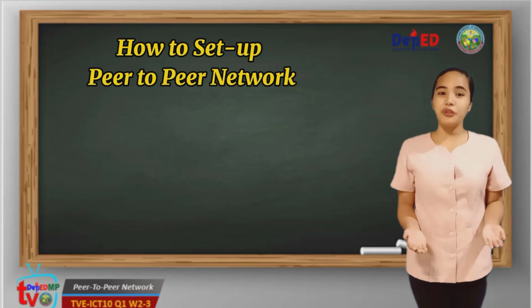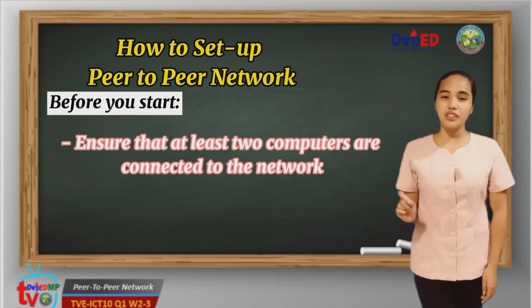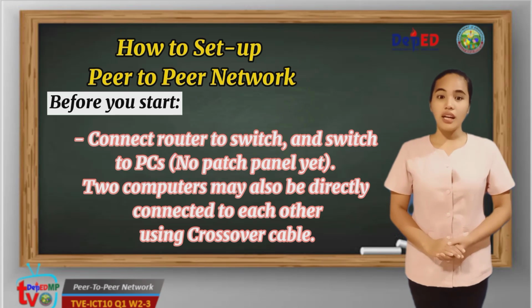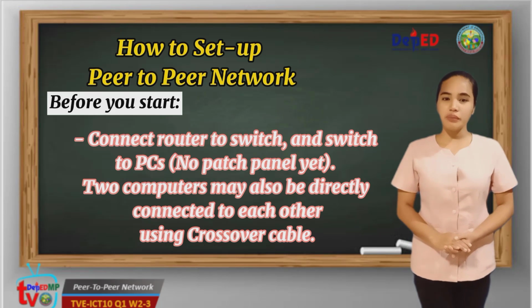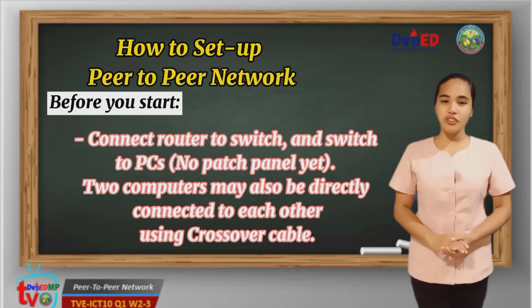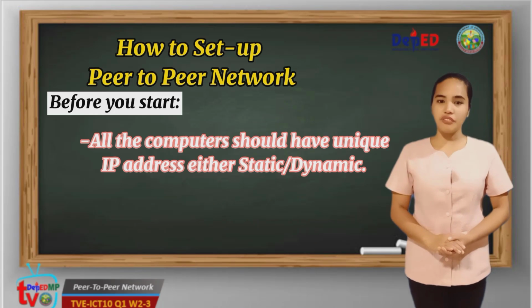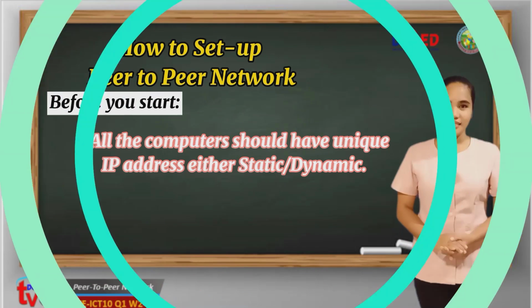How to set up a peer-to-peer network? Before you start, ensure that at least two computers are connected to the network. Connect router to switch and switch to PCs. No patch panel yet. Two computers may also be directly connected to each other using a crossover cable. All the computers should have a unique IP address, either static or dynamic.